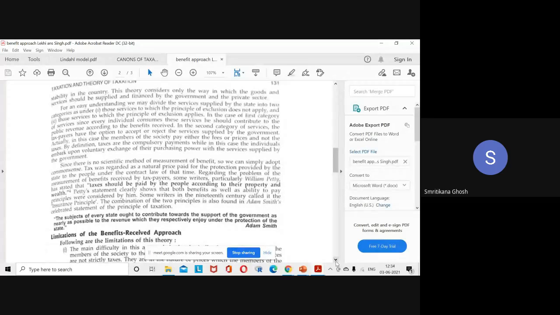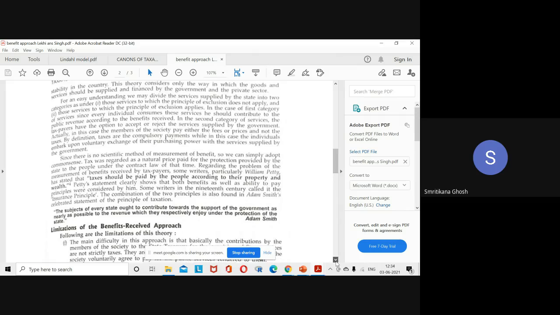There is an inherent assumption behind this theory. The theory is assuming that people are revealing their benefits. That is why the government or the economists can understand, okay, this is the benefit and this is the payment, so whether it is at par or not can be clear. But the reality is not that. So this is the basic problem of the benefit approach. The benefit approach is very small; the limitation part is very large.